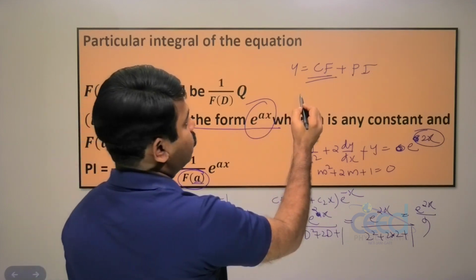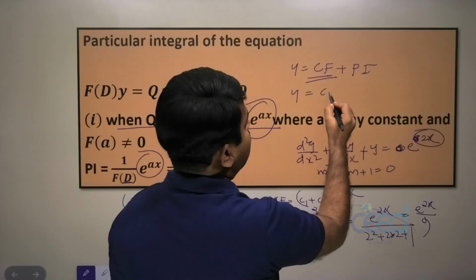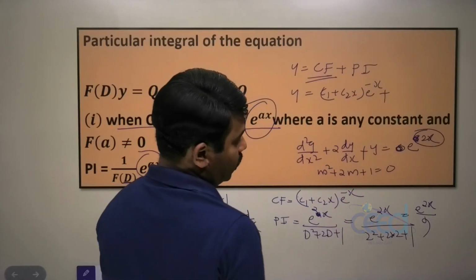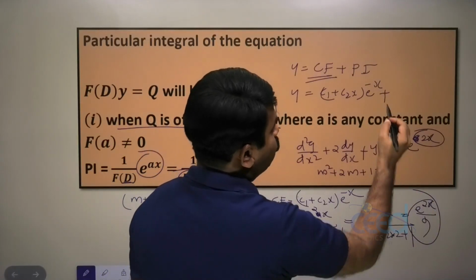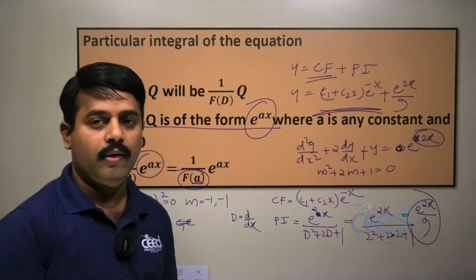Then what is the total solution? Y is equal to the complementary function, c1 plus c2x into e raised to minus x, plus the particular integral, e raised to 2x by 9. This is the total solution.